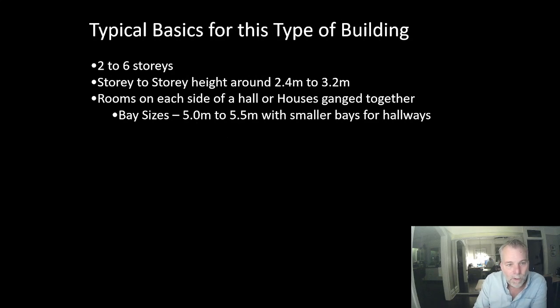For light wood frame buildings, typically we're looking at 2 to 6 stories. The Ontario Building Code has a limit of 6 stories for light wood frame. For years and years, it was 4 stories. They expanded to 6 stories in around 2012.